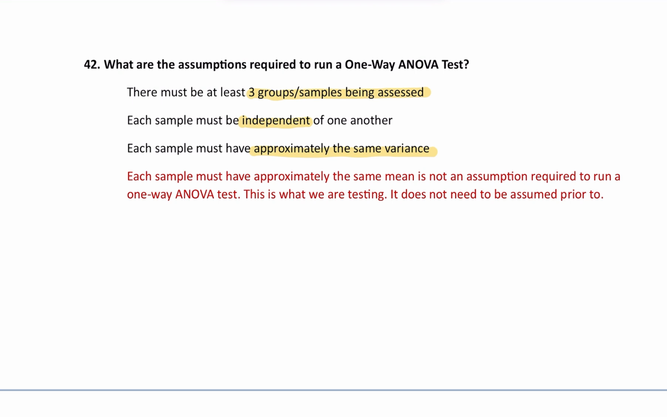We also do not have to, so a big statement that's not an assumption, is having approximately the same mean. Okay, because this is what we're testing. So if you're assuming it, then you're going to sort of be biased towards your null hypothesis, and then what's the point of running the test? Okay, so the big part here is that they have a similar variance, and that they do not have to have approximately the same mean. So just emphasize that, not an assumption.